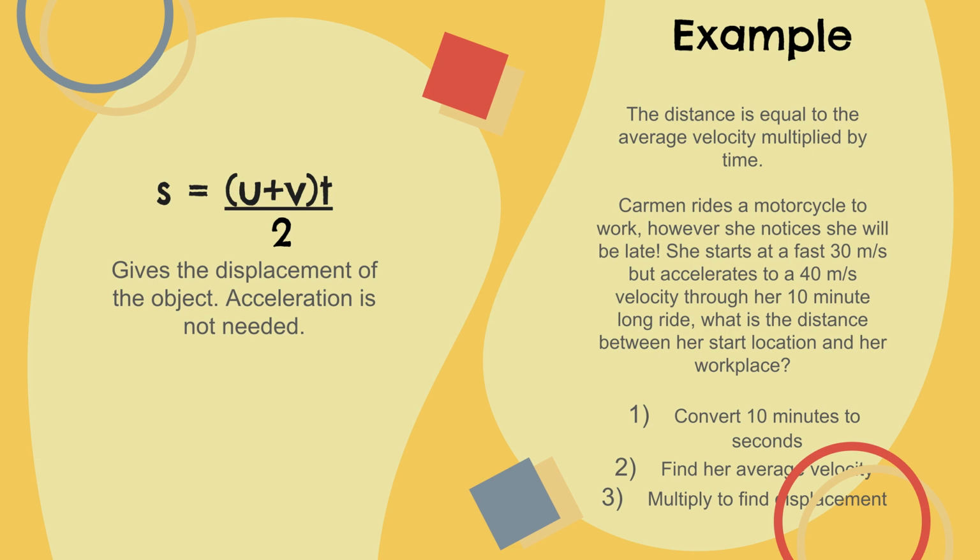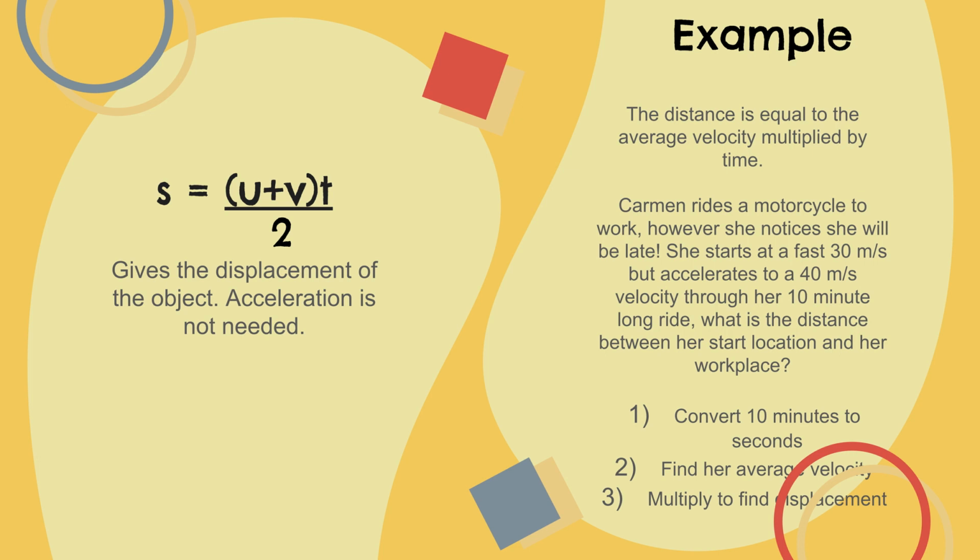Notice how the velocities are in meters per second, so we have to convert the time unit from minutes to seconds. Now how do we do that? Well, we know that 60 seconds is in 1 minute, so we multiply 10 minutes by 60 seconds divided by 1 minute. So the units cancel out, and you're left with 600 seconds.